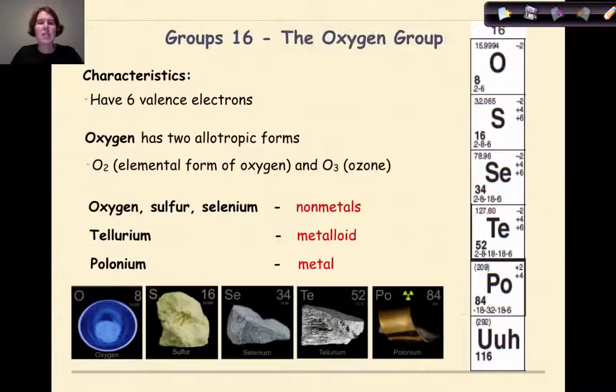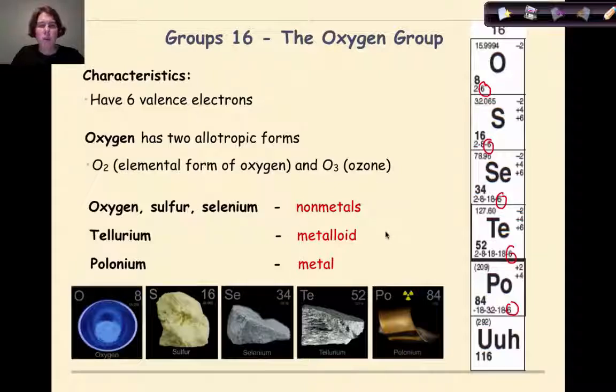Let's talk about group 16, which is the oxygen group. These will have 6 valence electrons, so we will see the number 6 at the end of all these electron configurations. Oxygen has 2 primary allotropic forms, the first being diatomic oxygen, O2, which is our elemental form of oxygen, which we need to survive, and the other one is O3, which is ozone.